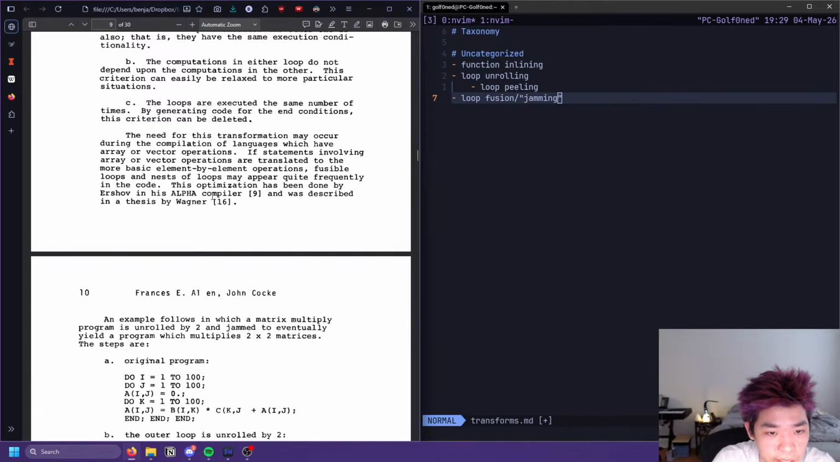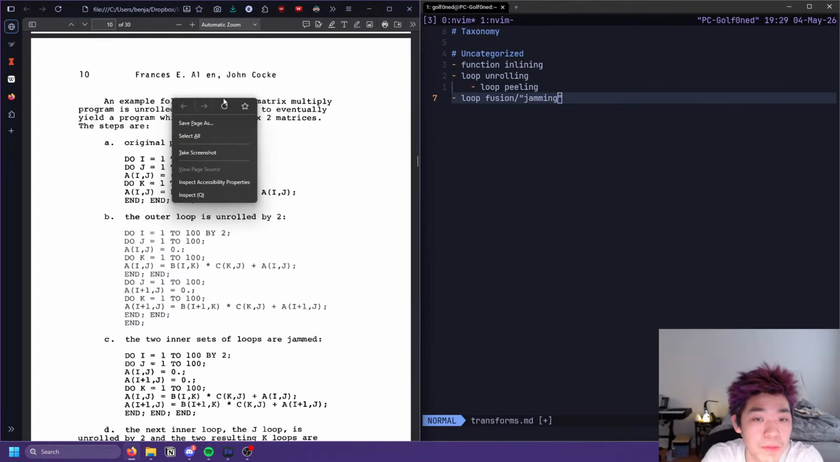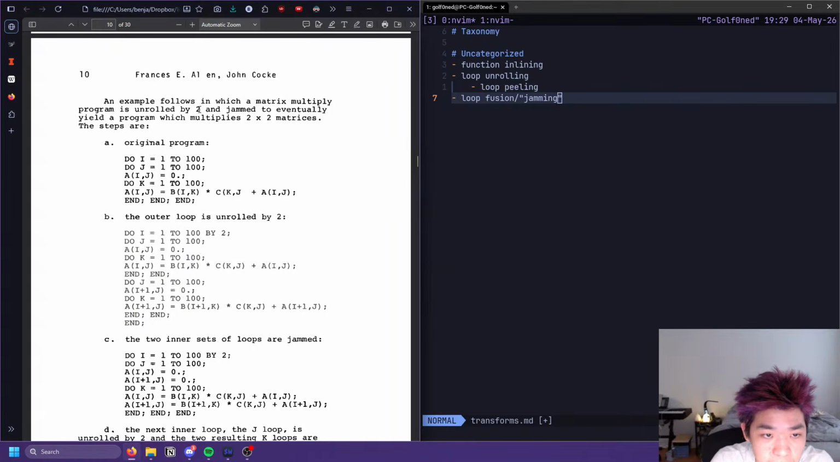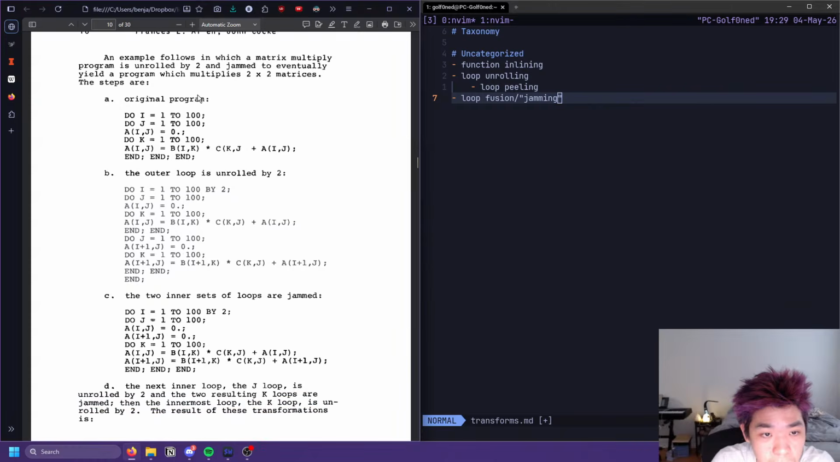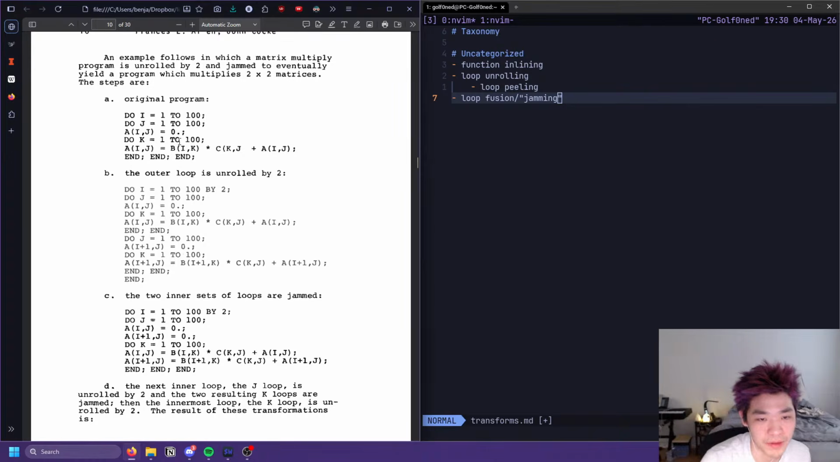Oh, interesting. Okay, that makes sense. Example, so matrix multiplies unrolled and then jammed. Okay. Oh man, this is so ugly. Okay, this is just basic matrix multiplication.